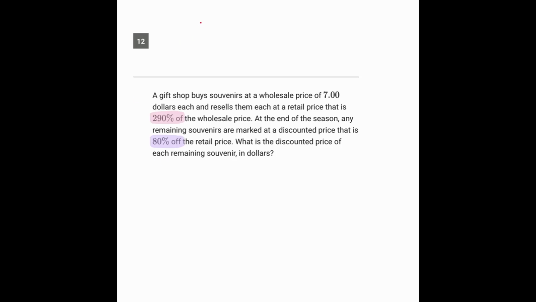So starting with the wholesale price, which we're being told is 7. Then the question tells us that there's a retail price, and that retail price is 290% of some amount. So 290%, that's not a common percent. Let's start with something common. For example, if we had 56% in decimal form, that would be like saying 0.56, because you take the decimal and you simply move it over 2 spaces.